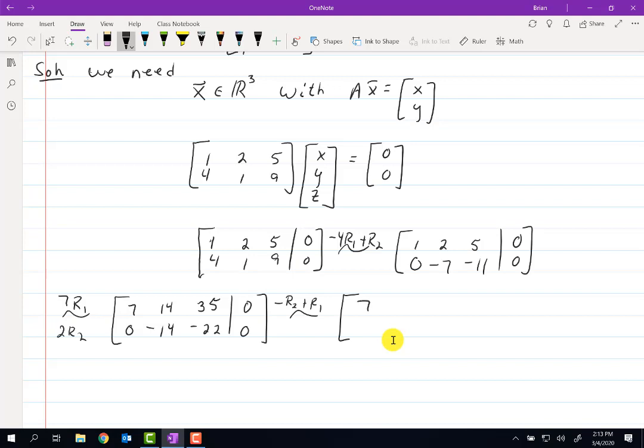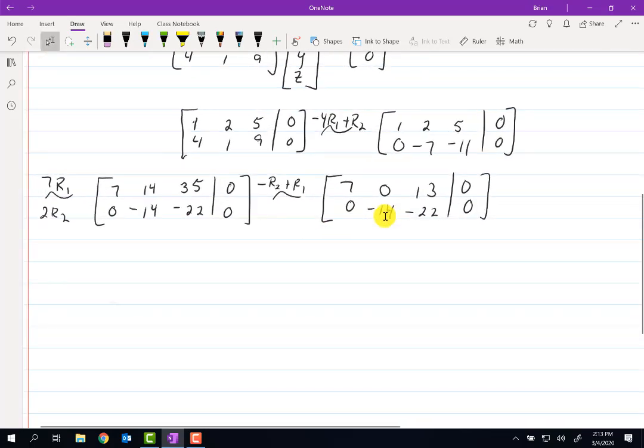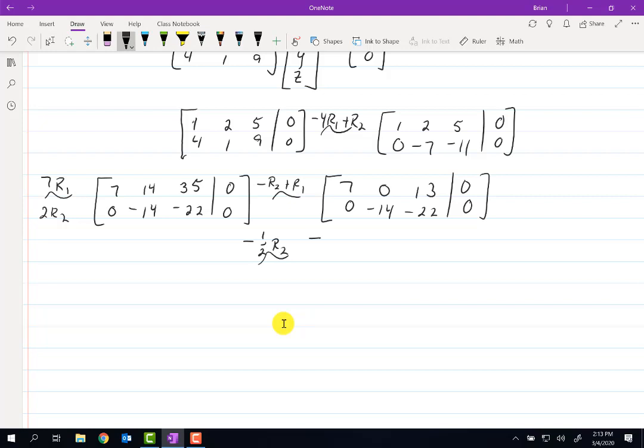So the 7 will be unaffected. Now this negative 14 here will cancel the 14 above it. This negative 22 added to 35 will leave 13. And then I'll have 0, negative 14, negative 22. Just so it's simplified as much as possible, I'm going to divide this second row by negative 2. So I'll do negative 1/2 times R2. So I have 7, 0, 13, and the zeros at the end. And then I'll have 0, 7, 11.